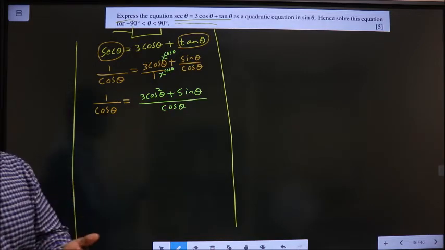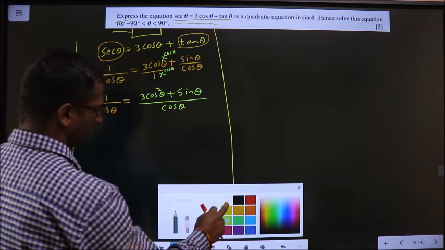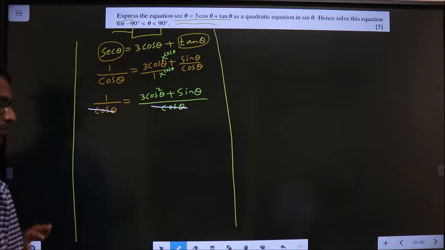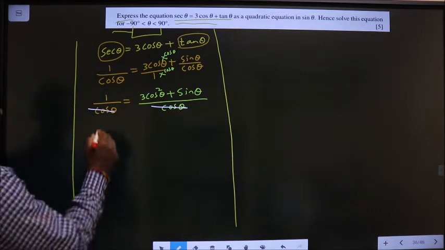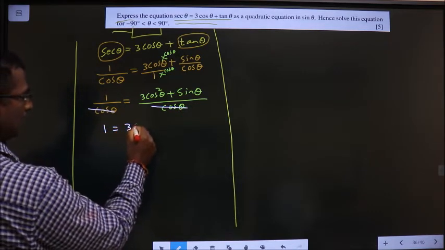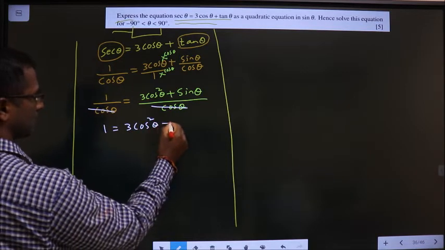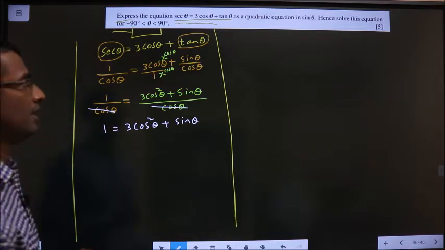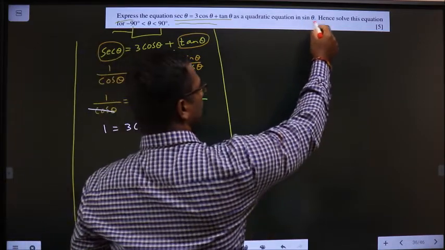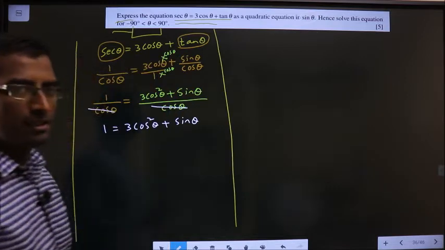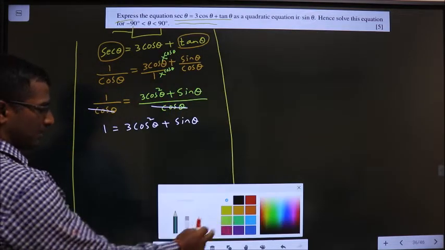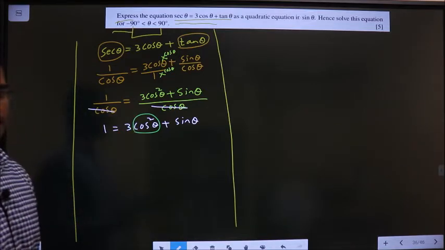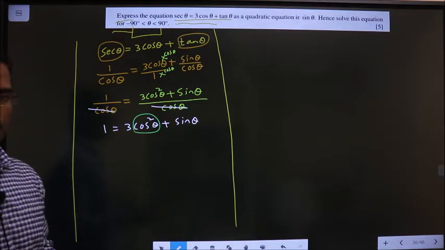Next. Observe it. What could you do next is cancel the cos theta on both sides. Clear? So, now left out with 1 equal to 3 cos square theta plus sin theta. Okay, now he told you to get a quadratic in sin theta. That could only happen if you change cos square theta and write it in terms of sin square theta. And how do we do that?